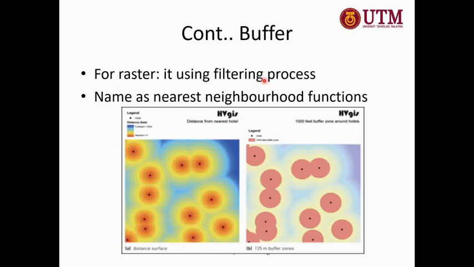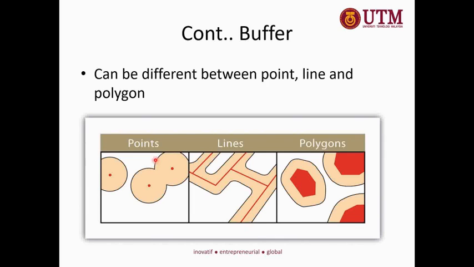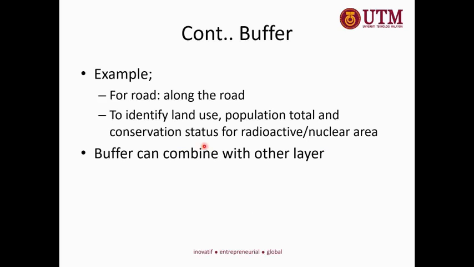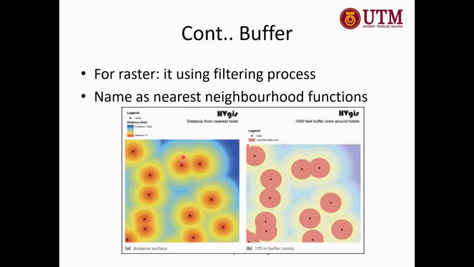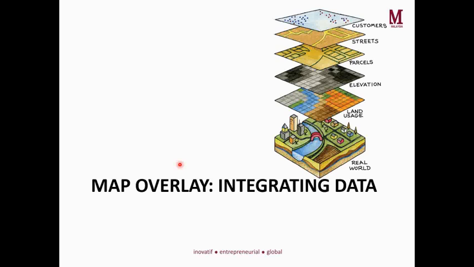For raster it uses a filtering process. Like I said, this one is for raster. For vector it is simpler. Just make a new polygon around the feature that we want. But for raster they will give you the value for each raster pixel around the vector that we selected. Alright, hopefully you understand the buffering.